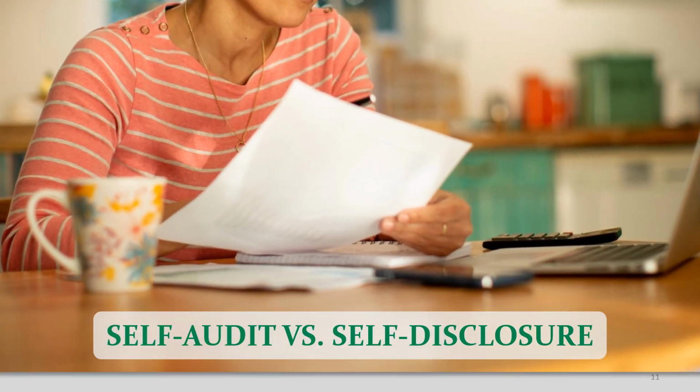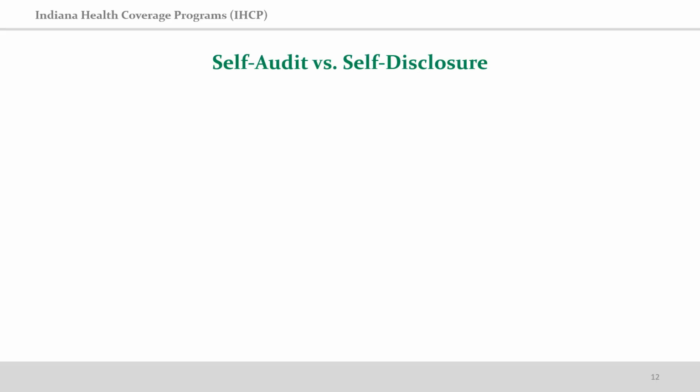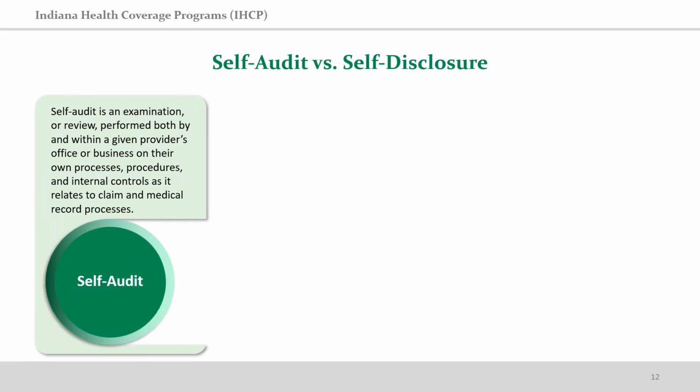When we talk about both self-audits and self-disclosures, there is a bit of confusion. So let's compare and contrast. Although these processes are similar, there are some distinct differences. A self-audit is an examination or review performed both by and within a given provider's office or business on their own processes, procedures, and internal controls as it relates to claim and medical record processes.